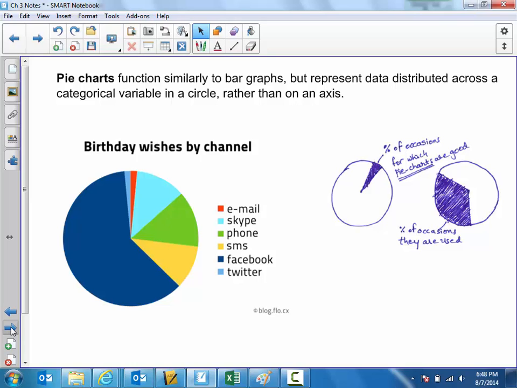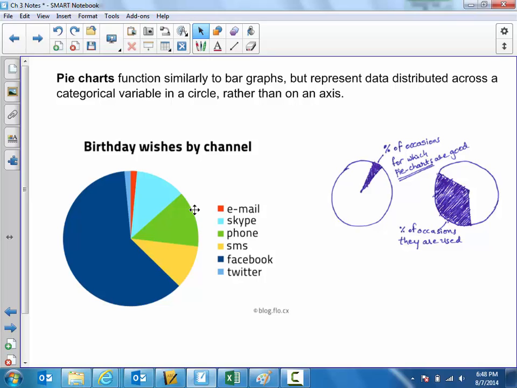It looks like, I'm doing an inference here, someone took all the different ways that people wished other people a happy birthday throughout some period of time, counted those different ways up, and then the percent of the pie corresponds to how often that method of communication was used. So email and, no, that's not Facebook. Twitter. Email and Twitter at the time that this was made were not used often. Now, I bet that's changed. It's probably a little bit old. Email and Twitter were not used often. Facebook was used like crazy, et cetera, et cetera.